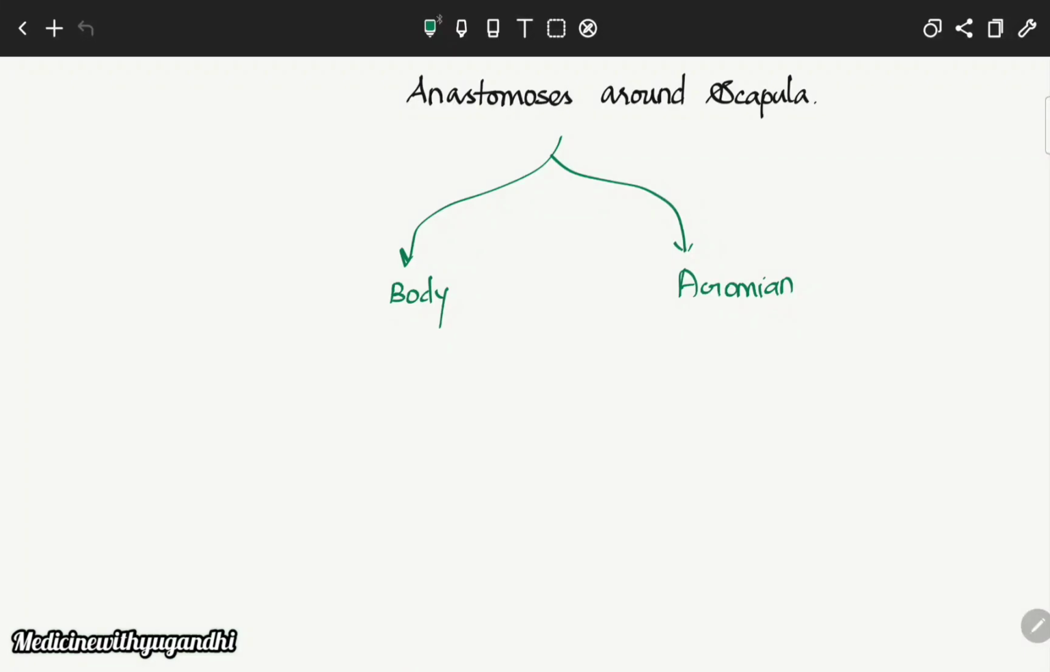In this video we are going to see about the anastomosis around the scapula. So it could be dealt under two topics. One is the anastomosis around the body of the scapula and the anastomosis over the acromion process of the scapula. First let us see the anastomosis around the body of the scapula.